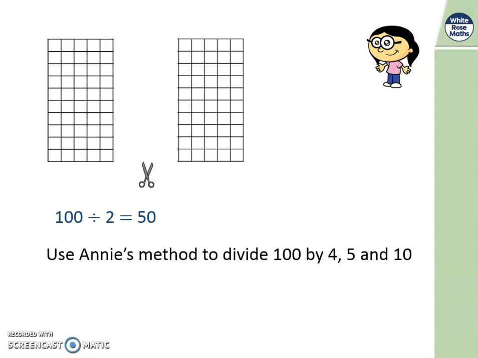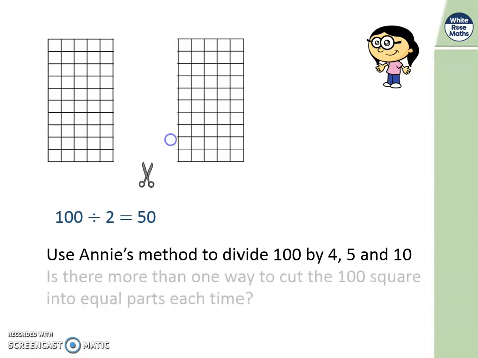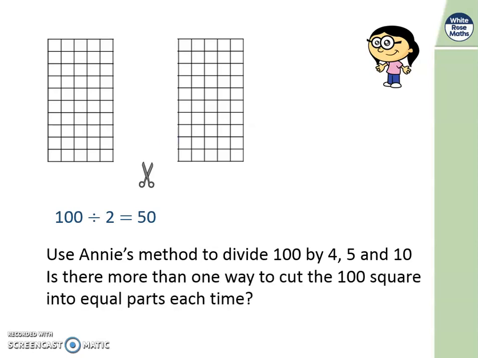Could you use Annie's method to divide 100 by 4, so you would have 4 equal parts, by 5, so you would have 5 equal parts, and by 10, so you would have 10 equal parts? Have a go. Do you find this an easier method? Is there more than one way to cut it into equal parts each time? Have a think and try.